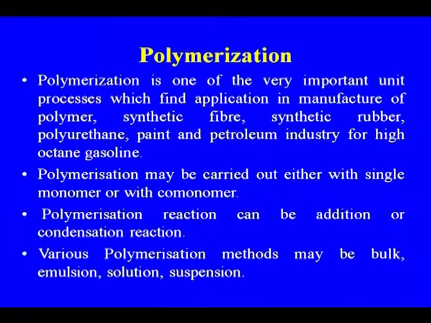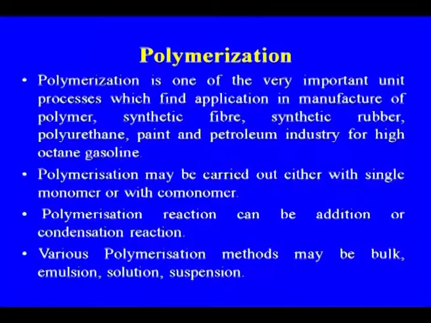Polymerization may be carried out with either a single monomer or with a co-monomer, because in case of polyethylene we are using some co-monomer also, and for vinyl fibers sometimes vinyl chloride is added as a co-monomer in manufacturing some of the fiber. So, it may be monomer or co-monomer, both. Polymerization reaction can be an addition or a condensation reaction. Various polymerization methods may be bulk, emulsion, solution or suspension polymerization. Any of these processes is used depending upon the requirement of the process.